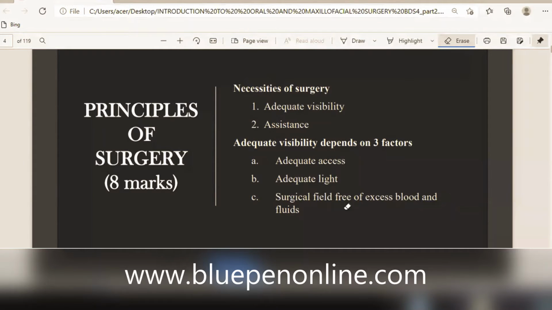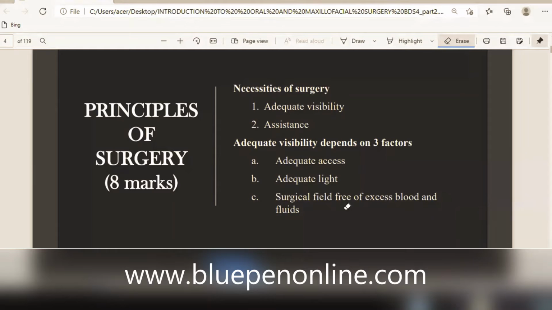So the first point, which is the necessities of surgery, we have two necessities of surgery. The first one is adequate visibility, and the second one is assistance. Adequate visibility. Why do you want to have a very good visibility to the area of surgery? If you don't have visibility, it will be a big failure. You are doing a surgery, right? It can go for cutting any vital structures when you're doing a surgery. So you need a very good visibility to the area where you're doing the surgery, right?